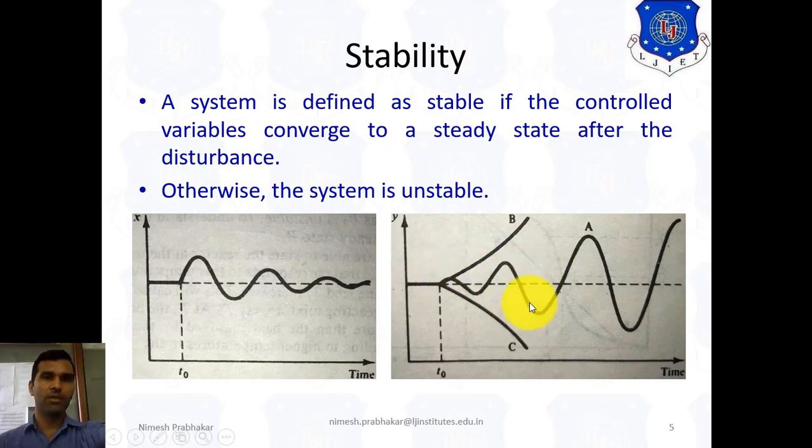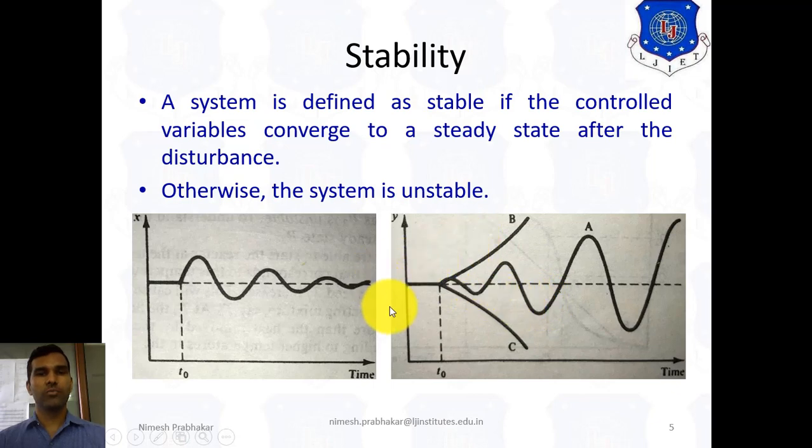A process whose variable follows the pattern indicated by y in this figure is called an unstable process and requires external control for the stabilization of its behavior. So the left hand side graph represents the stable system and the right hand side graph represents the unstable system.